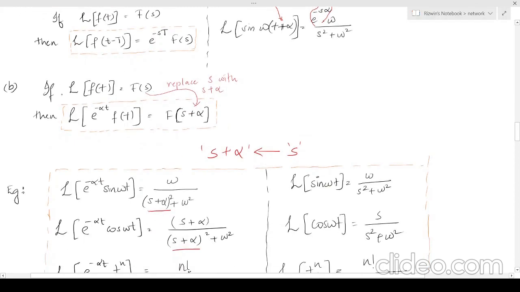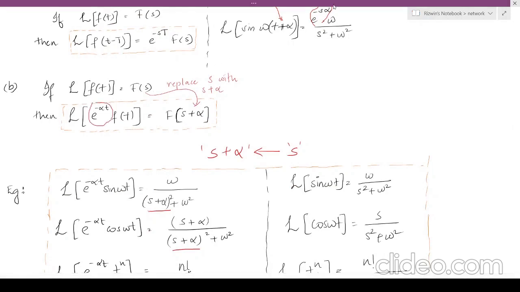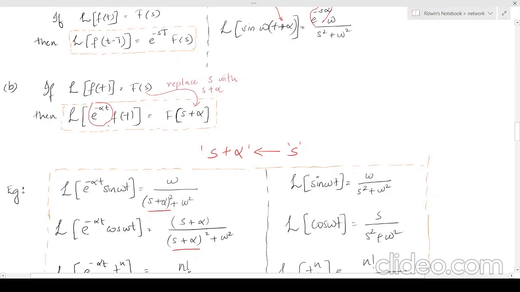Now the second case: if the Laplace transform of the function f of t is given by F of s, and the time domain function is multiplied by e raised to minus alpha t. Here we are multiplying with a time domain function, an exponential function. So its Laplace transform is easily obtained by replacing the variable s by s plus alpha.